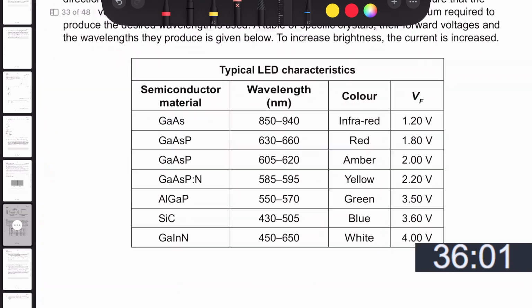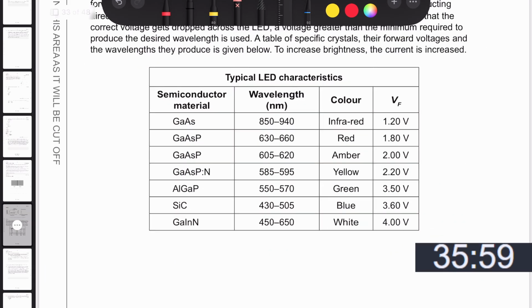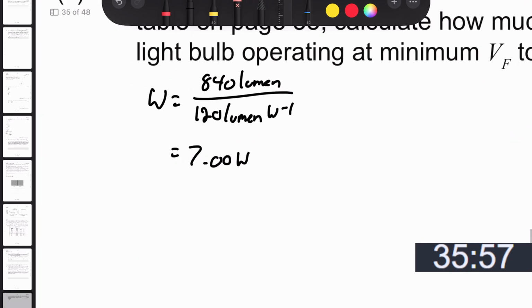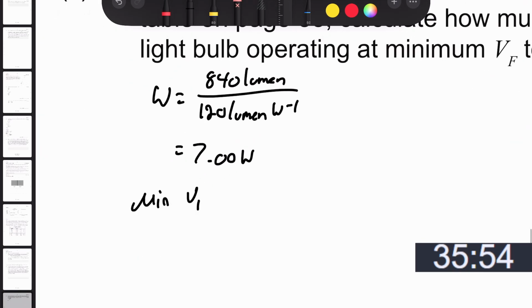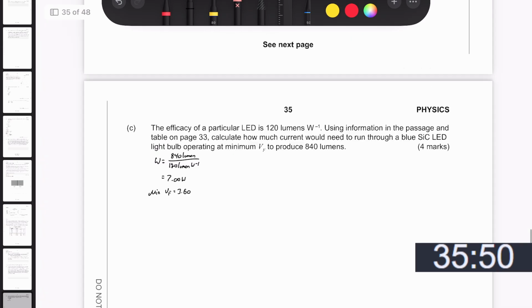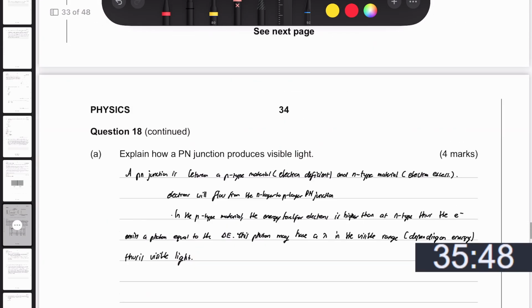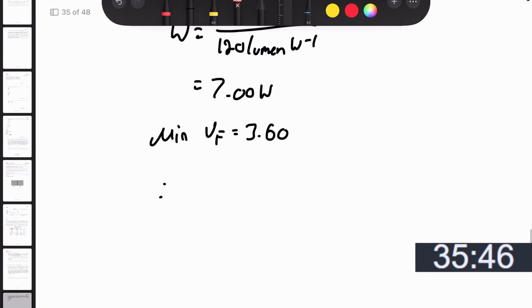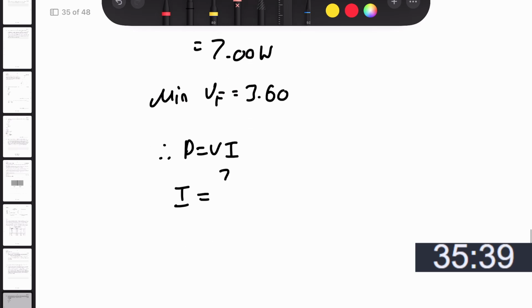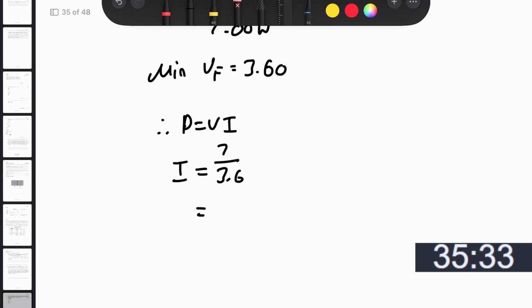Then minimum VF is 3.6. Wait, 3.6 or 360? It was 3.6 right here. 3.6 volts. Therefore, power equals voltage times I. So then I is going to be 7 over 3.6, which is 1.94 amps.